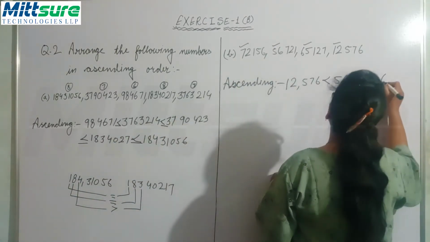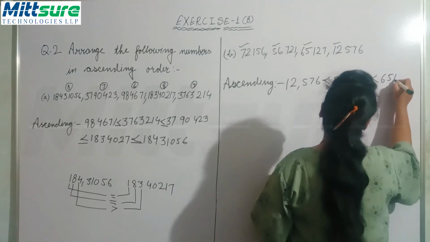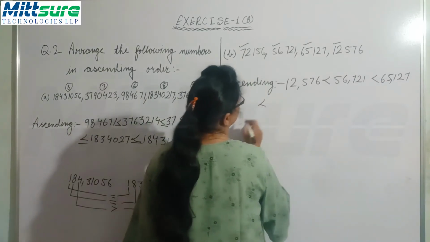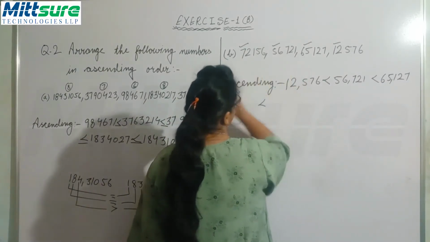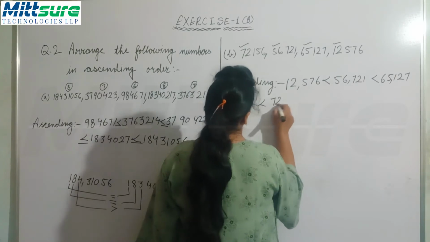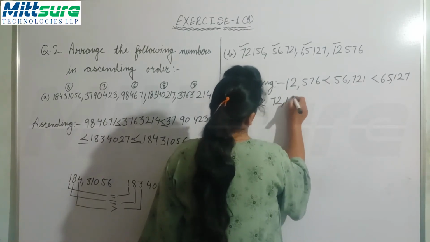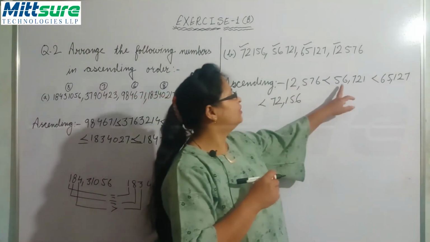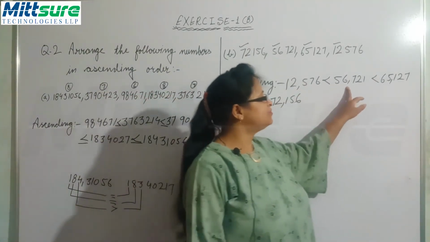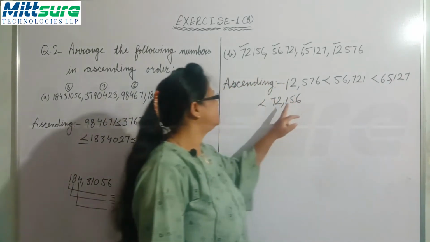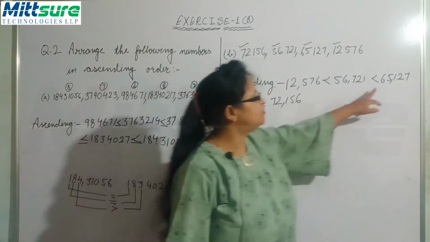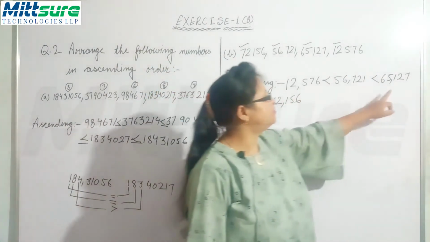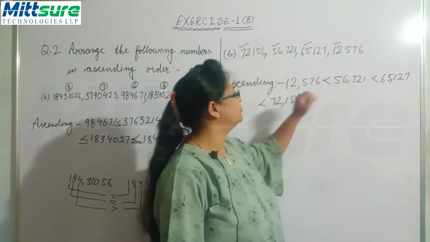The next greater number than this is 65,127, and the greater number than this is, after 6 comes 7, 72,156. Now this number is lesser than this number, and this is lesser than the next, or we can say this is greater than this number.